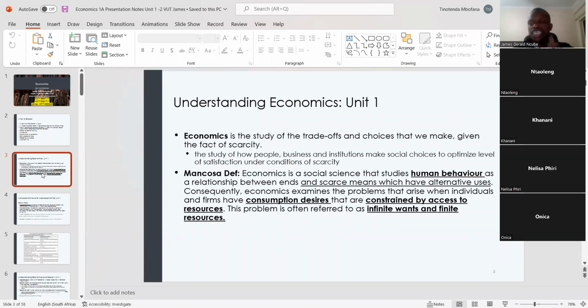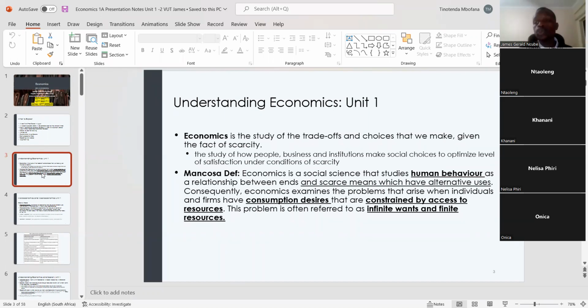Which resources? We said the resources are land, labor, capital, and entrepreneurial skills. Those are the 4 major resources that you find within an economy. But we said these resources are in limited capacity. For example, there are only 65 million people in South Africa. There are only so many hectares of land in South Africa. There is so much capital that is available in South Africa. There are so many entrepreneurs available within the country.